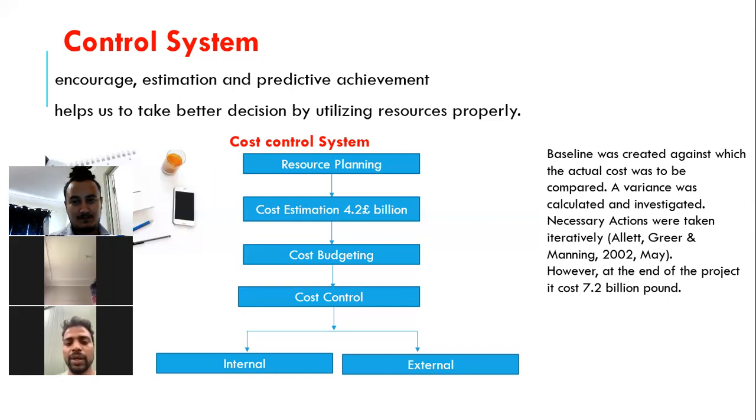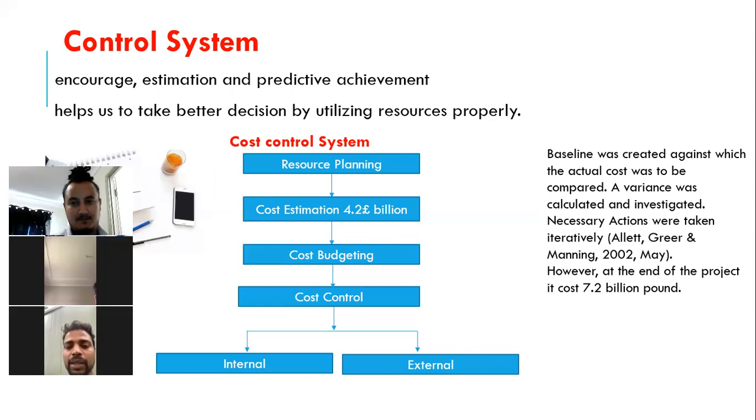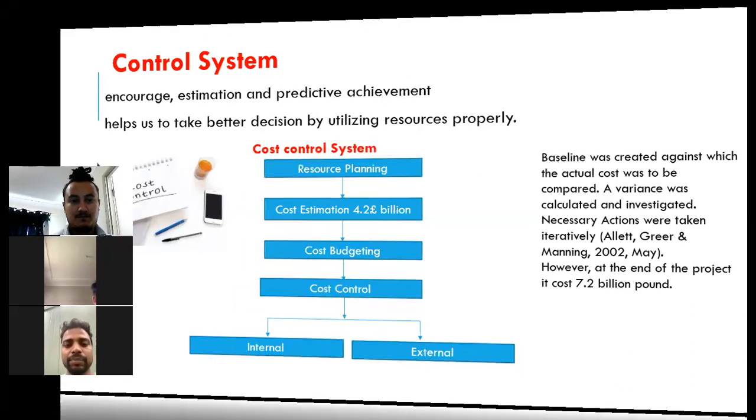Here in the tunnel project, the estimated cost is 4.2 billion, and it eventually overruns almost by double, up to 7.2 billion. The baseline was created, and different investigation and verification analysis was done. However, it overruns. Next slide.